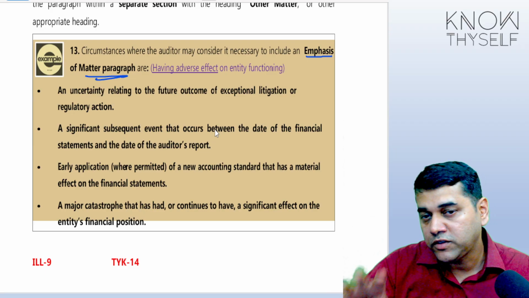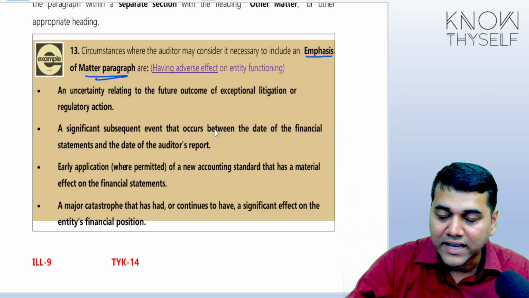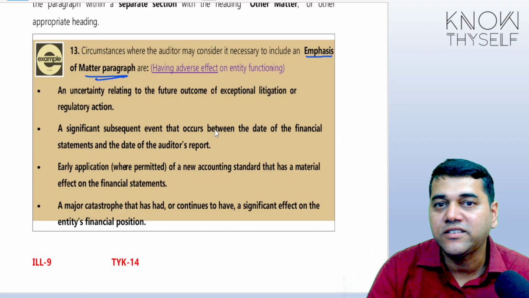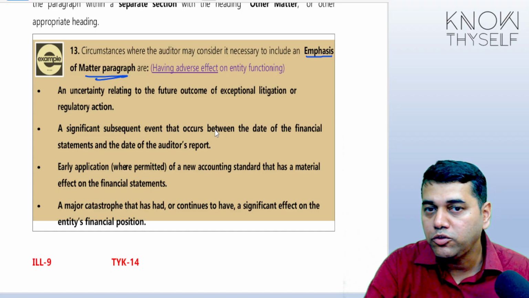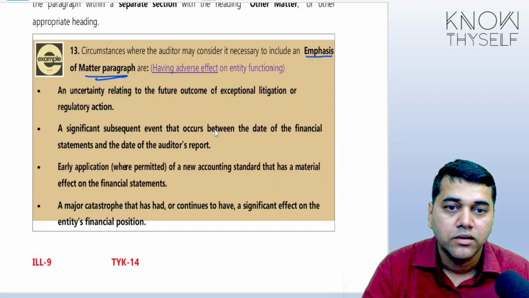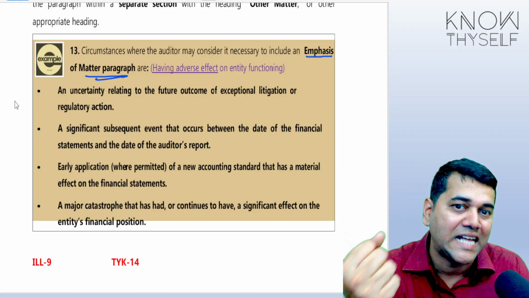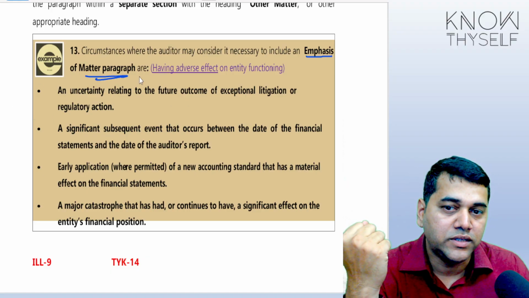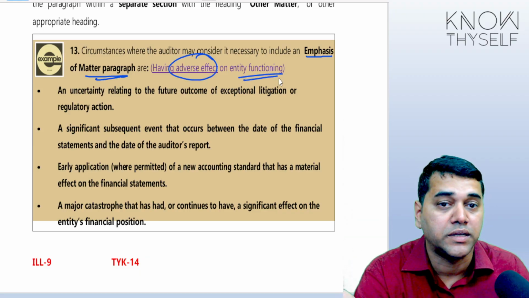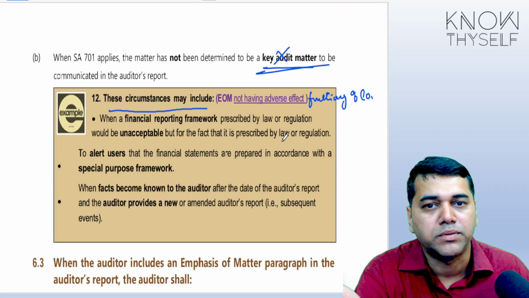That's why tomorrow, students, in the examination, if they ask you to give the examples of emphasis of matter, and if you interchange these examples and write, then you may not get the marks. There is nobody to tell you also. That's why be careful in this. That's why you should be happy because you found out one catch, a risky area. So these are all the examples which have got adverse effect on the functioning of the company, and these are all not having adverse effect on the functioning of the company.